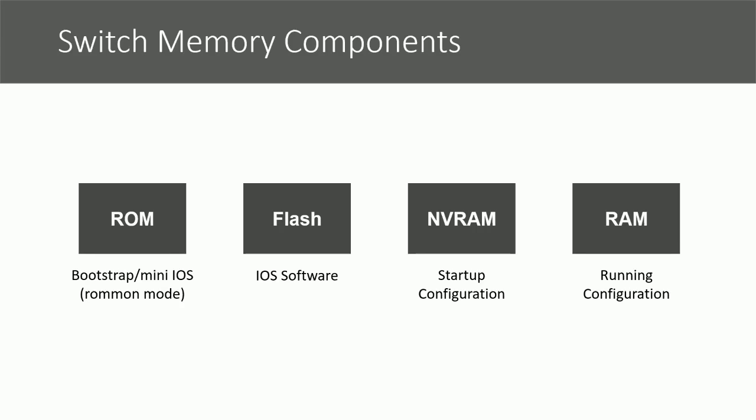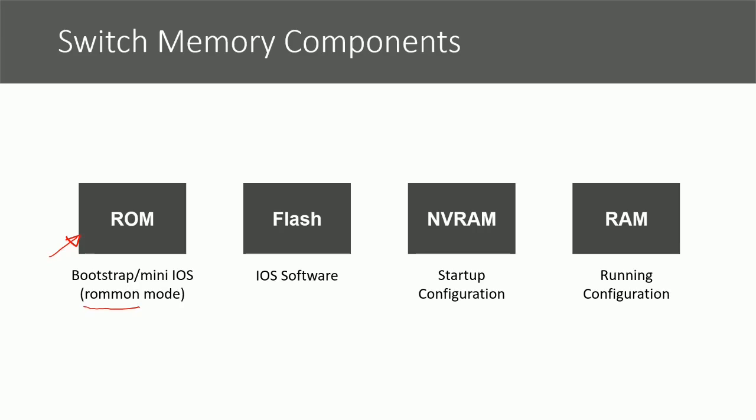Before starting our lab, let's talk a little bit about switch memory components and how configuration files and configuration changes are stored in switches. There are multiple components in switch memories, and in this course, we care mainly about these 4 components. When booting, the switch starts from the ROM, which includes Bootstrap or Mini IOS to power up the switch and to start the operating system or IOS. This mode is identified by ROMMON, and we will not discuss this mode in this course.